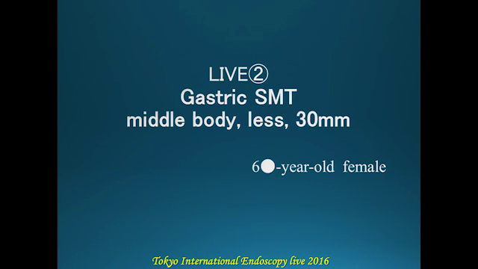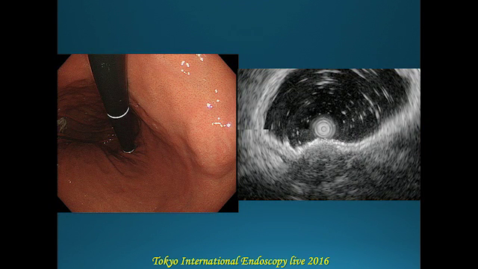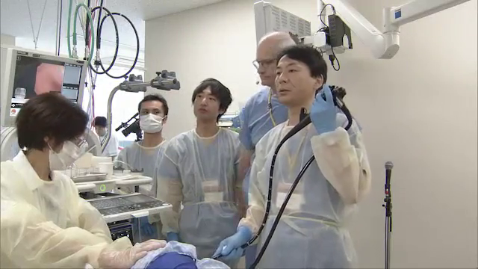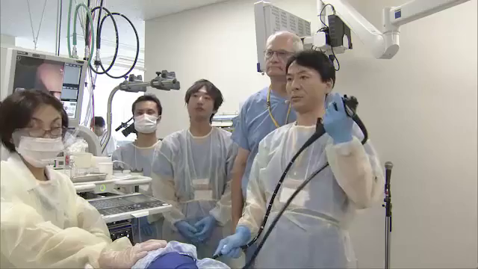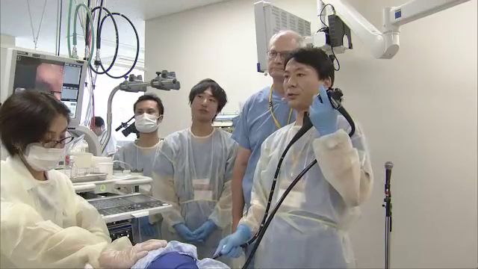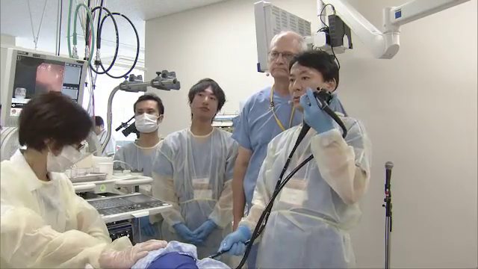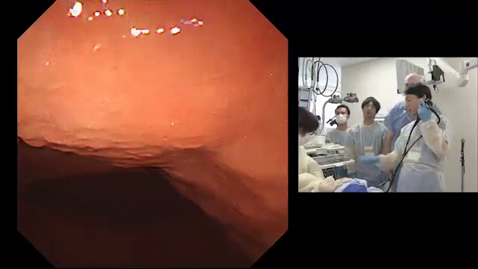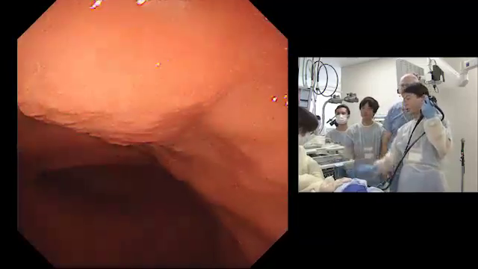The case is a 60-year-old female with a 30 millimeter gastric asymmetry at the mid-body lesser curvature. The patient was scheduled for US FNA. I will give the floor to Dr. Ryouzawa, please. The lesion is located in the middle body lesser curvature. Now you can see the endoscopic image here, and I change to the US image.